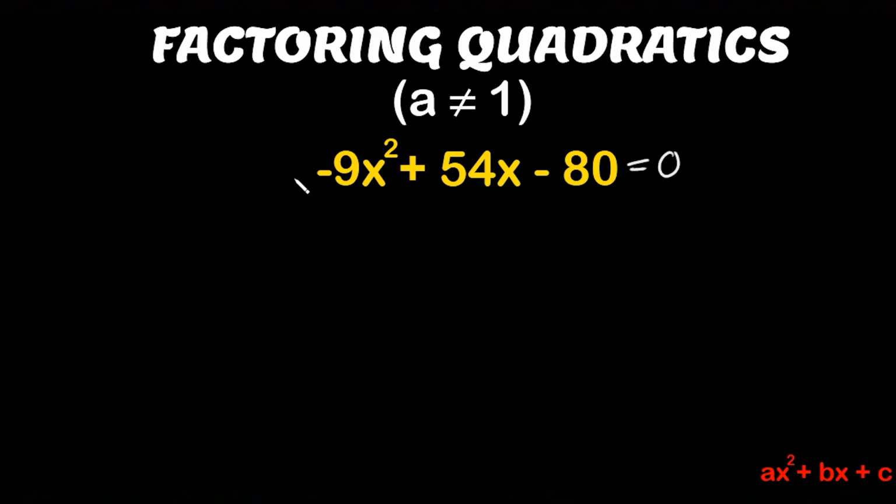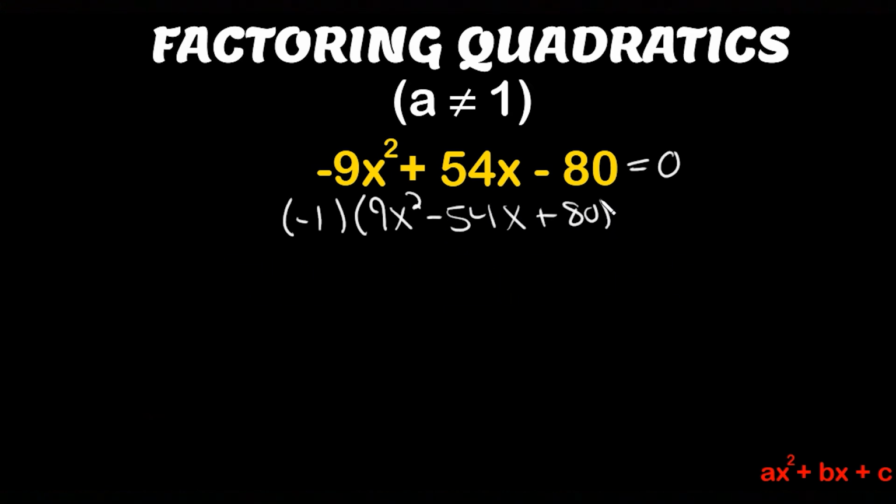What I could do to possibly make it a little bit easier, I could pull out a -1. That way my A value here is not negative. So I'm going to go ahead and do that. Now, you don't have to, but I'm going to, just to try to make the problem a little more manageable. I'm going to pull out a -1, and by doing that, all my signs will change here. So now I have positive 9x squared minus 54x, and then plus 80, okay?